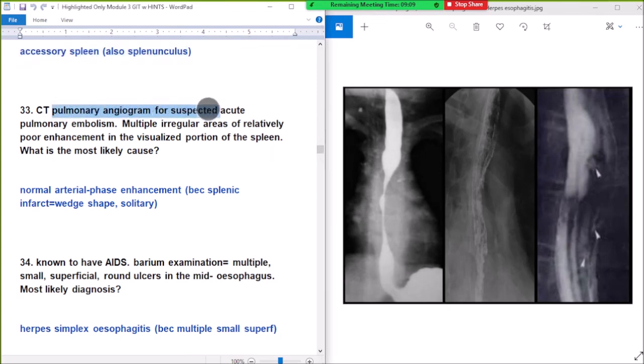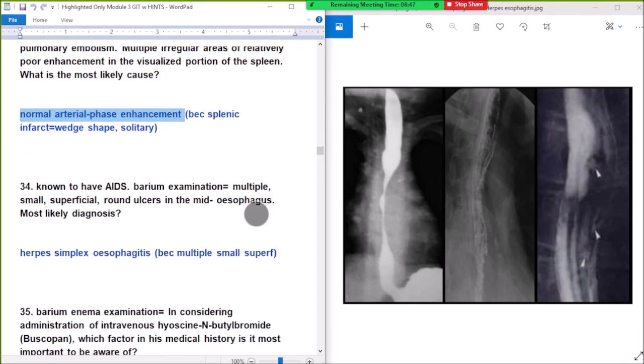Question number 33. CT pulmonary angiogram for suspected acute pulmonary embolism. Multiple irregular areas of relatively poor enhancement in the spleen, likely because of normal arterial phase enhancement. A splenic infarct would show wedge-shaped areas instead.